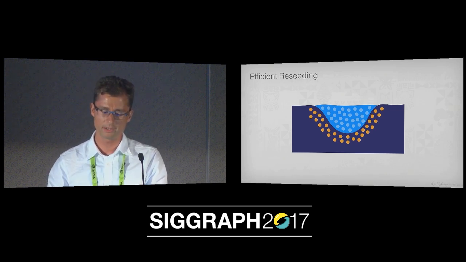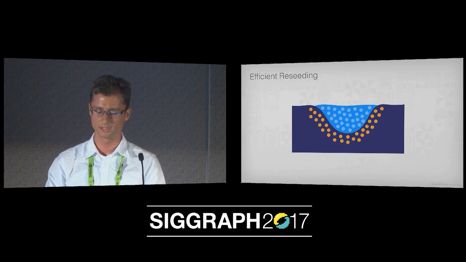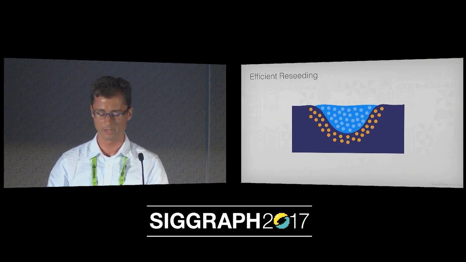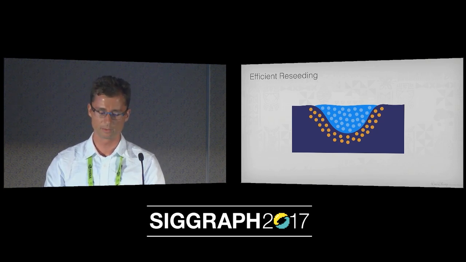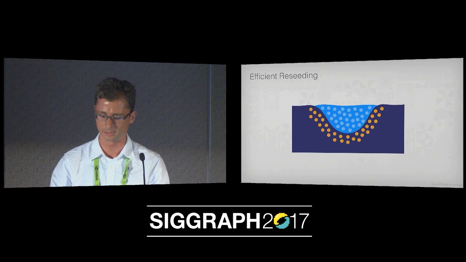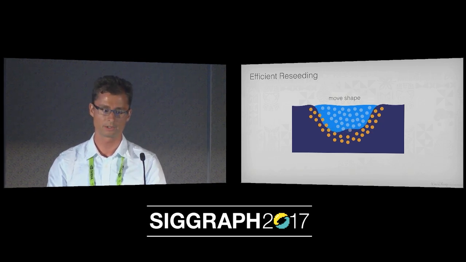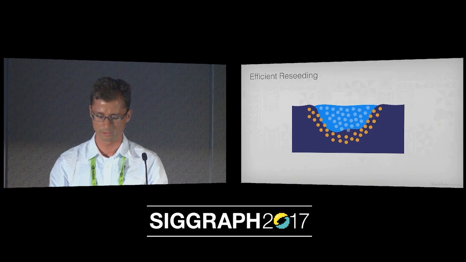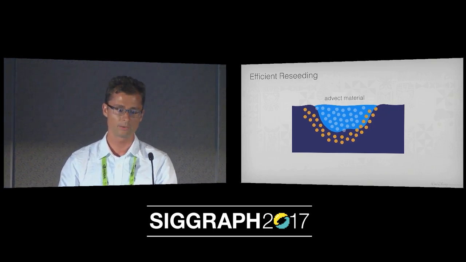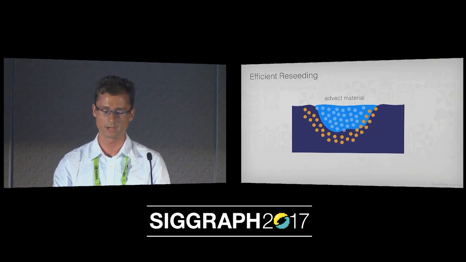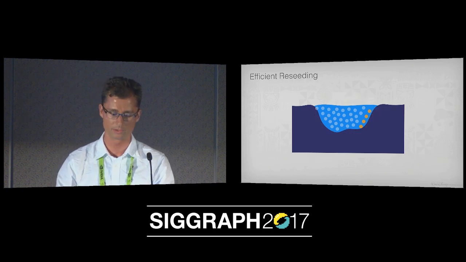We use VDBs to represent it. We don't have to seed the whole volume. We just seed the thin layer in the boundary. That's good for performance reasons. And typically, the CFL condition helps with determining the thickness of that layer. Then the shape of the object gets moved, and also we advect the particles. And finally, we look at which particles are inside the object or outside, and we leave only the ones that are inside. So that's how the seeding is performed.